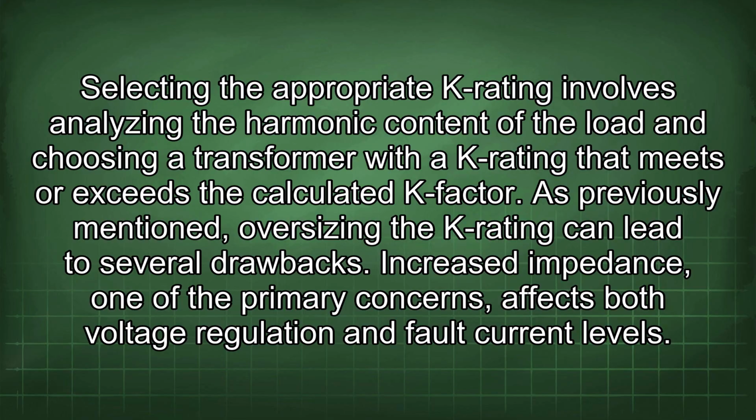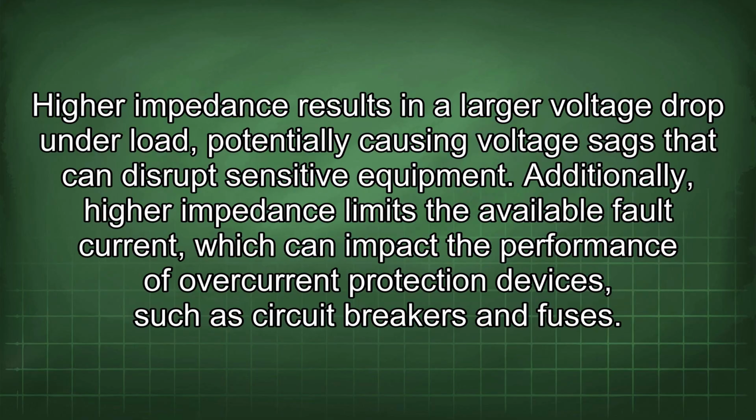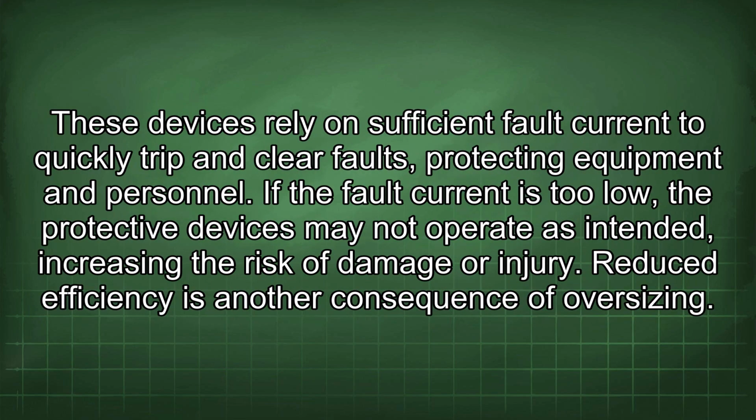Increased impedance, one of the primary concerns, affects both voltage regulation and fault current levels. Higher impedance results in a larger voltage drop under load, potentially causing voltage sags that can disrupt sensitive equipment. Additionally, higher impedance limits the available fault current, which can impact the performance of overcurrent protection devices, such as circuit breakers and fuses. These devices rely on sufficient fault current to quickly trip and clear faults, protecting equipment and personnel.